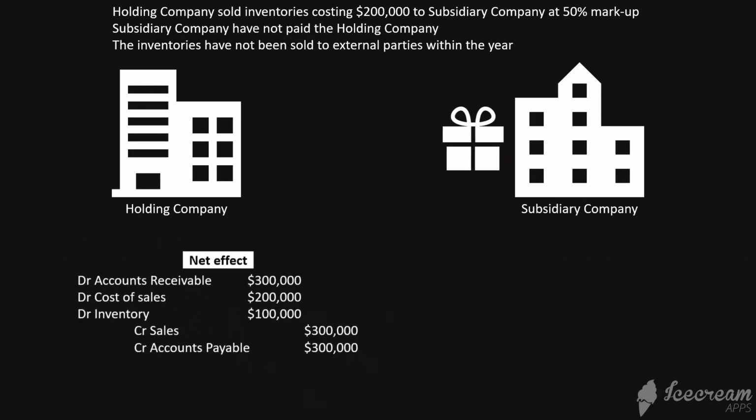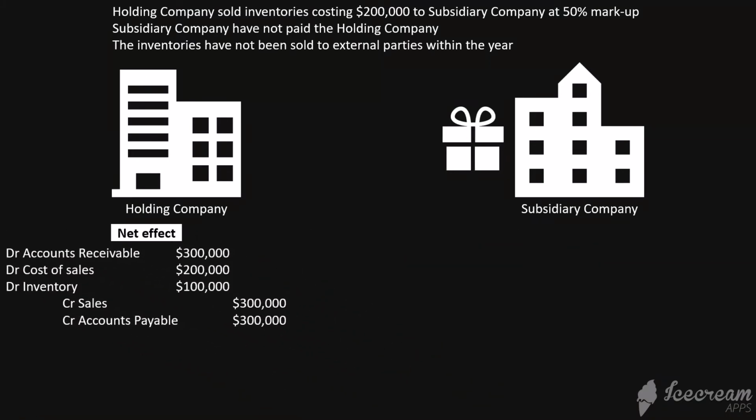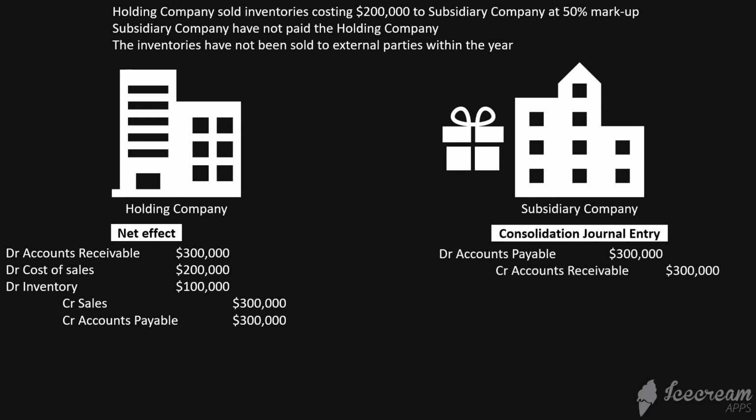Since these journal entries are solely transactions between companies of the same group, we want to undo them completely. The consolidation journal entry to eliminate the payable and receivable balance arising from the sale is debit accounts payable and credit accounts receivable by $300,000. To eliminate the whole sales transaction, we will debit sales and credit cost of sales by $300,000.